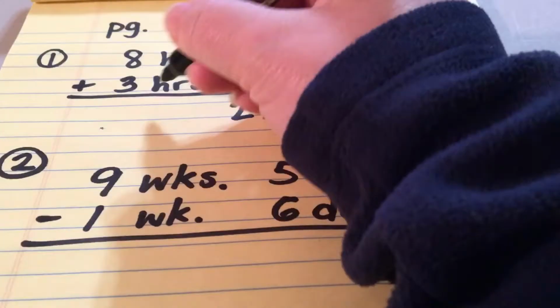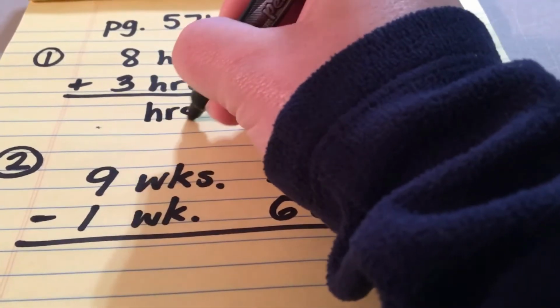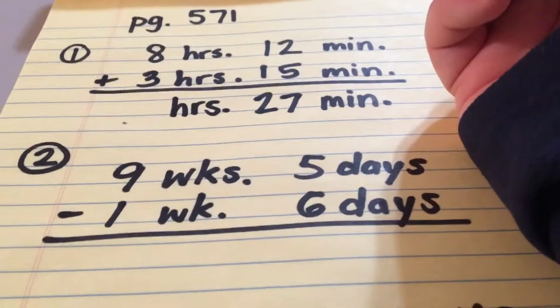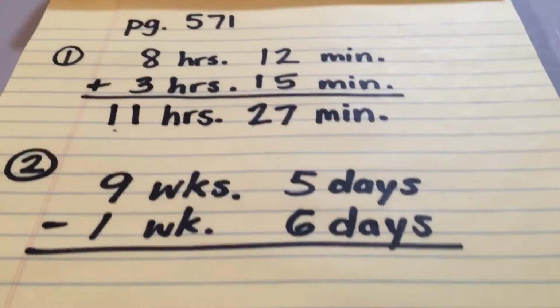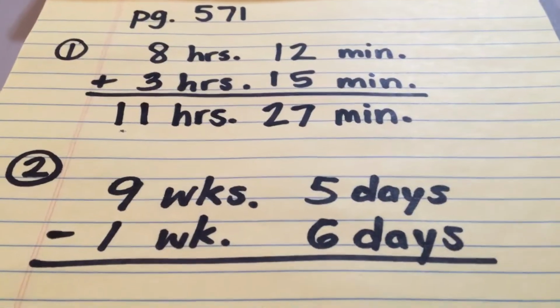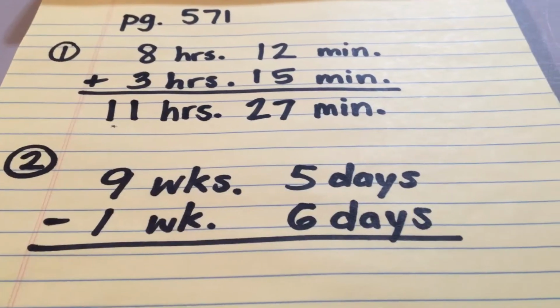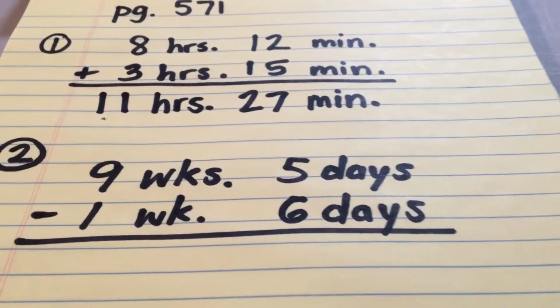Now let's jump over to hours plus hours. Well, hours plus hours is still hours. 8 plus 3 is 11. 11 hours is not a whole day. So that's it. That's our answer. 11 hours and 27 minutes.